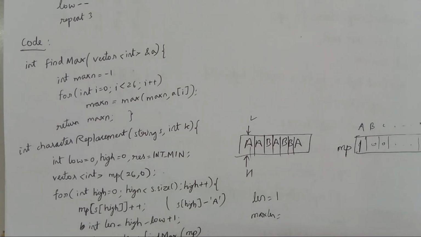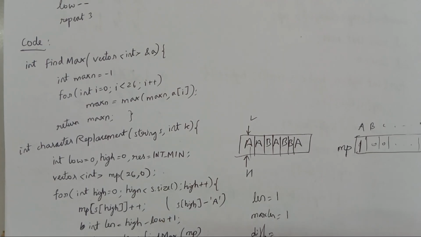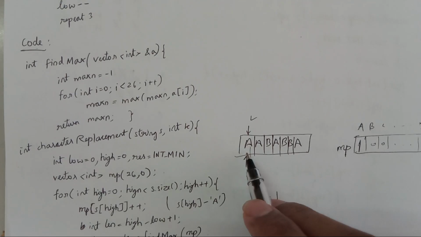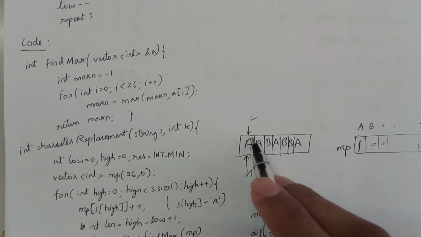So we give the hash map to the find max and we get the maximum length. So max will be 1 and the difference equal to length minus maximum, so it will be 0. That means here there is no need to change, or all the maximum length is 1. That means only A is existing.